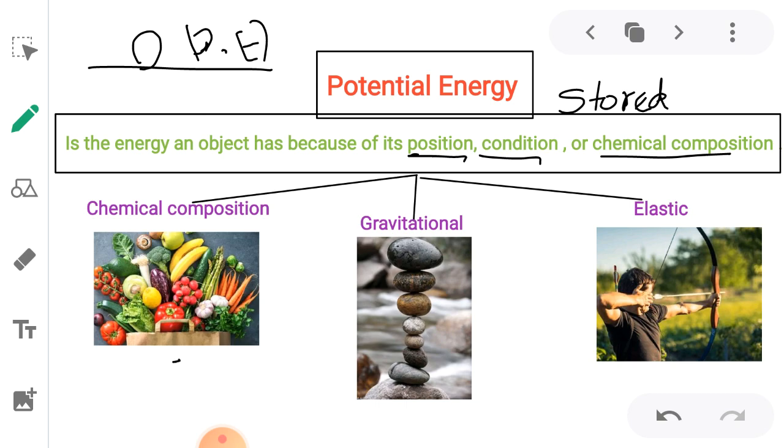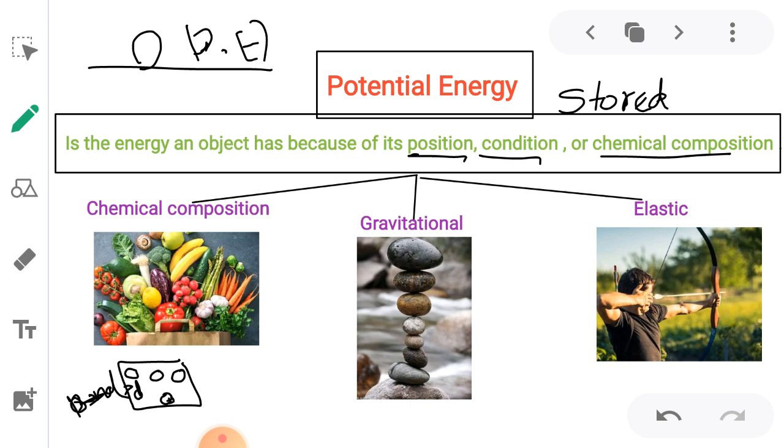What does chemical composition mean? It means any object we know contains small internal parts. We take it in semester 2. Those parts are called atoms and molecules. Between those internal parts, there is an interaction. We call it a bond. There is a bond between them.